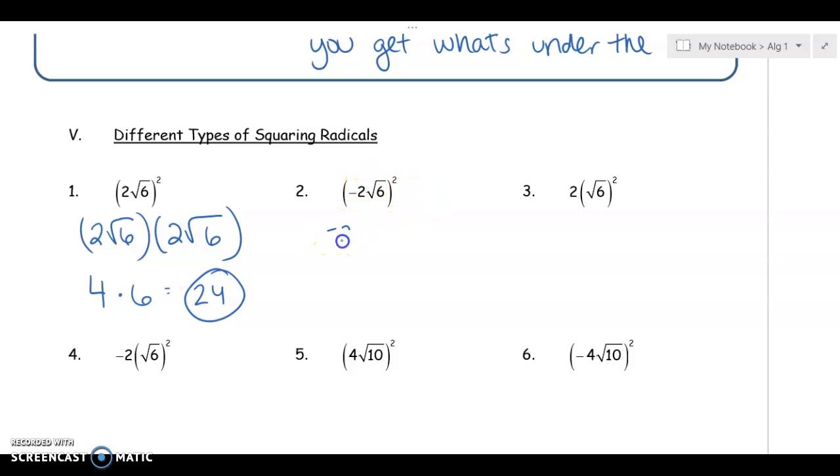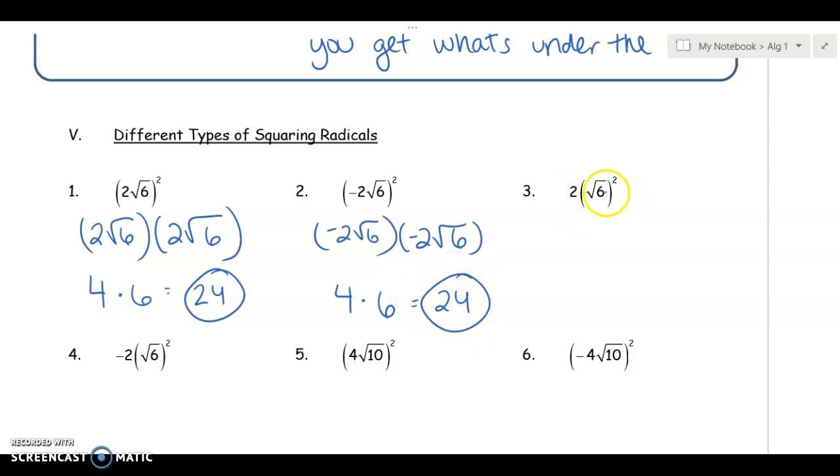For this one, you got negative 2 root 6 times negative 2 root 6. Whatever is being squared, you write it down twice. Negative 2 times negative 2 is 4. Square root of 6 times square root of 6, you get what's under the radical, 6, and you get 24.